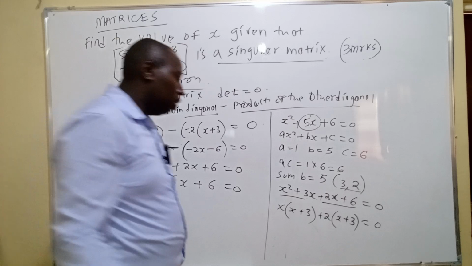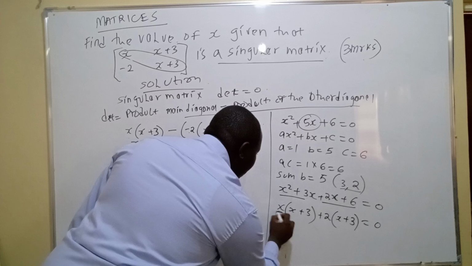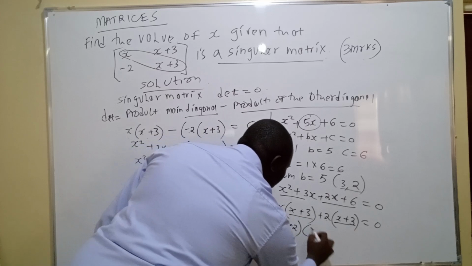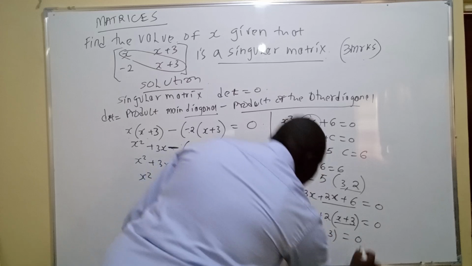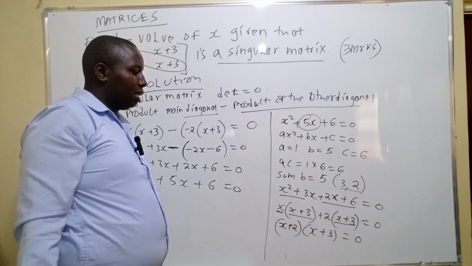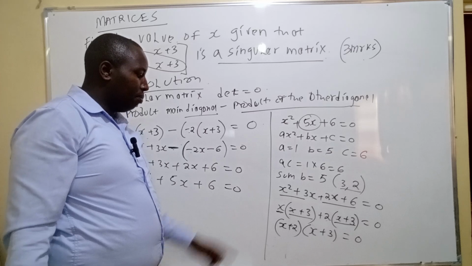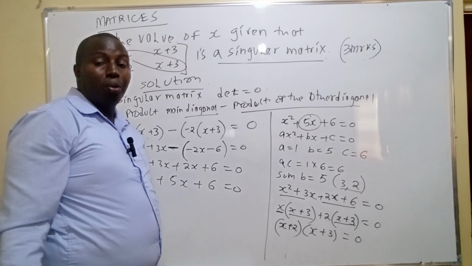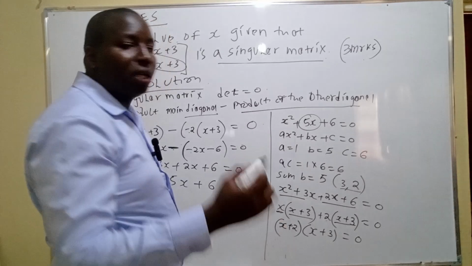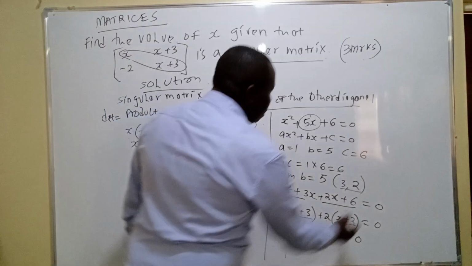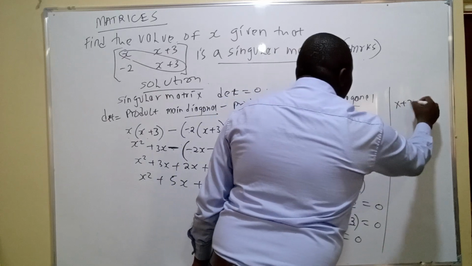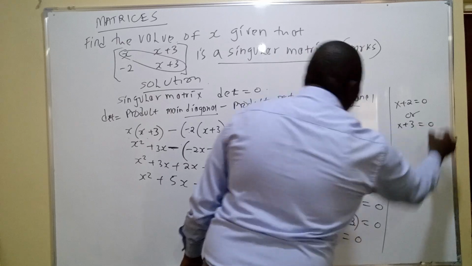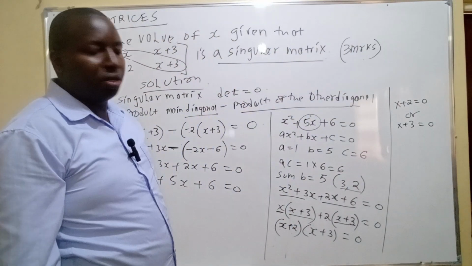Therefore, you take this x plus 2. These factors, x plus 3, must be the same, so you take one of them. We are coming to the end of the question. You equate the factors to 0: x plus 2 equated to 0, or x plus 3 equal to 0.